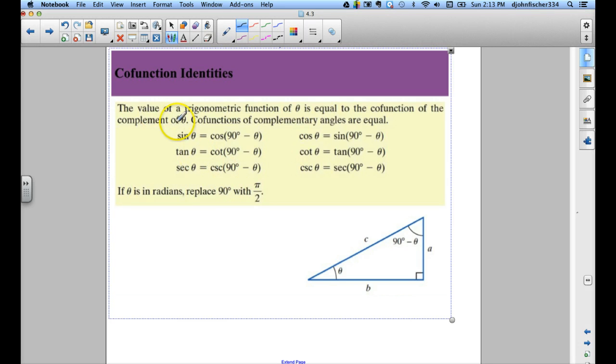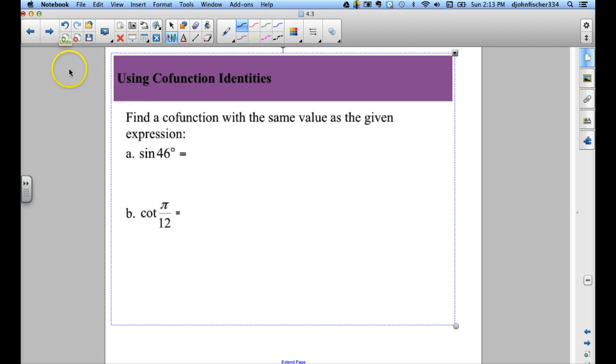So now let's look at some cofunction rules. We get sine of theta is equal to cosine of 90 minus theta. Cosine theta is equal to sine of 90 minus theta. These are cofunction rules. Sine and cosine go together. Tangent theta is equal to cotangent of 90 minus theta, and cotangent is equal to tangent of 90 minus theta. These are cofunction rules, and same with secant and cosecant. Now we can replace 90 degrees in this formula with pi over 2, and it means the same thing. Pi over 2 is dealing with radians, 90 is dealing with degrees.